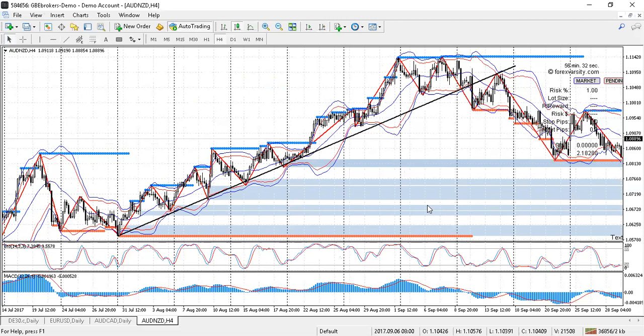And I would suggest just be patient, just wait for the price to come back up and retest on a fib level, on a previous support and resistance. Look out for the signals, etc., etc.